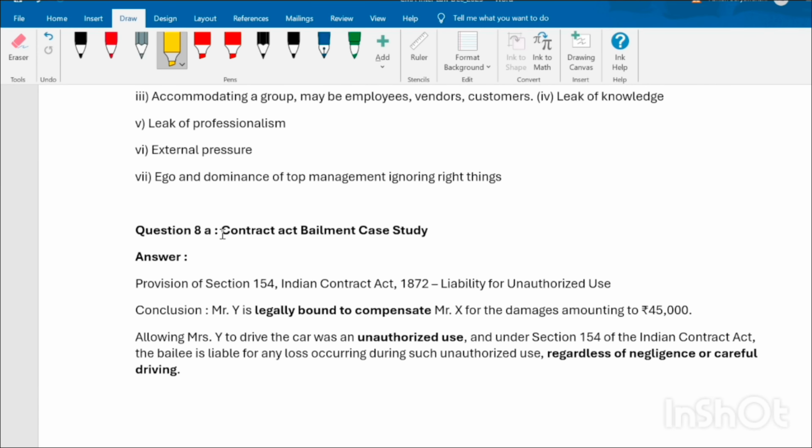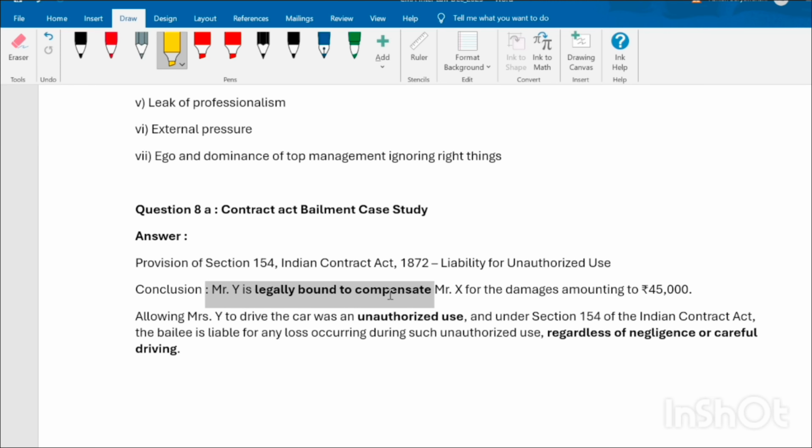Question number 8. Okay, so I haven't written the whole question here. I just wrote Contract Act bailment case study. There is a case study of Contract Act bailment. So basically you have to write the provision of section 154, liabilities for unauthorized use. The conclusive answer is Mr. S is legally bound to compensate Mr. X for the damages amounting to 45,000. Allowing Mr. Y to drive the car was an unauthorized use and under section 154.